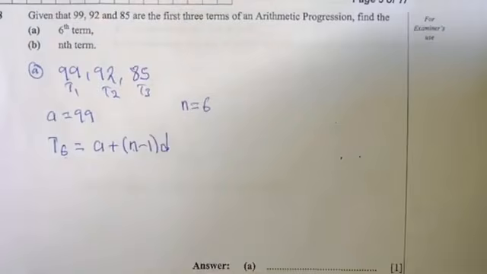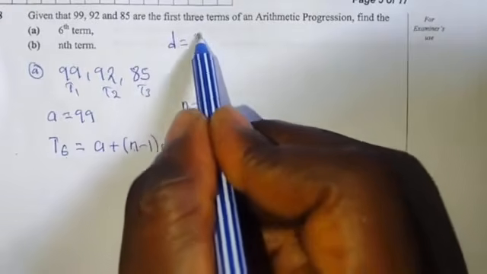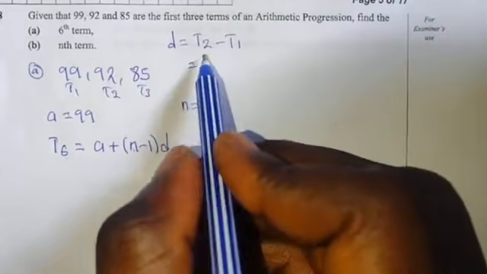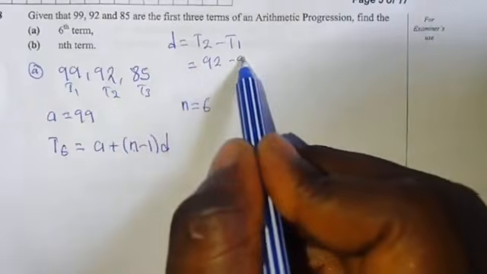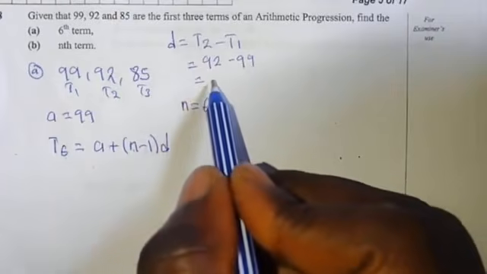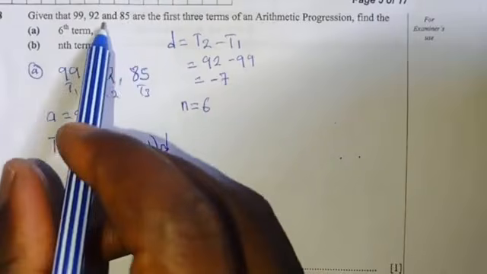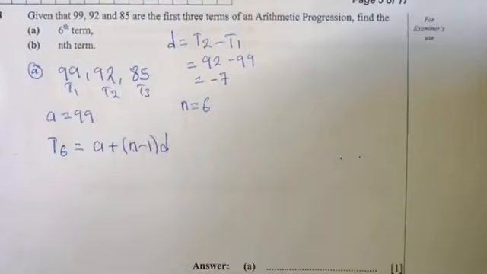So under an AP, how do you find the common difference? To find the common difference, D, we can say term 2 minus term 1. So our term 2 right here is 92, minus our term 1, which is 99. So 92 minus 99 will give us negative 7. Even if you do 85 minus 92, you get the same value, negative 7.